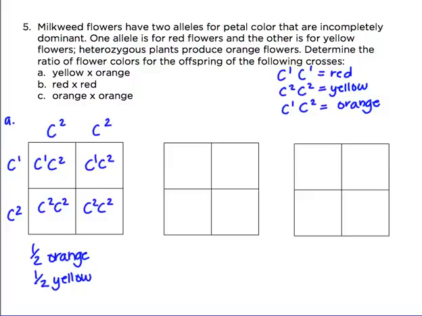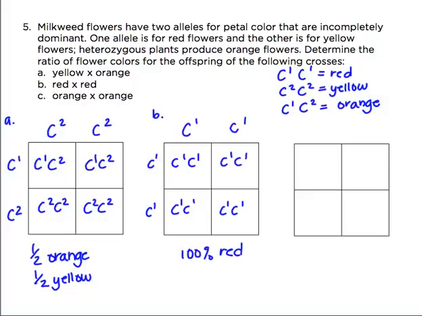Okay. For B, you have a red flower plant times a red flower plant. So again, to be red, you have to be C1, C1. And as they're both C1, C1, you can tell that 100% of the offspring are going to be homozygous C1, C1. So it's 100% red flowered offspring.